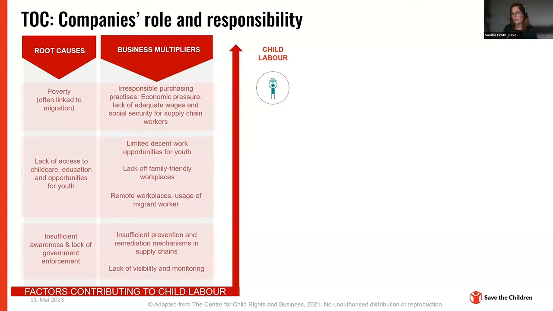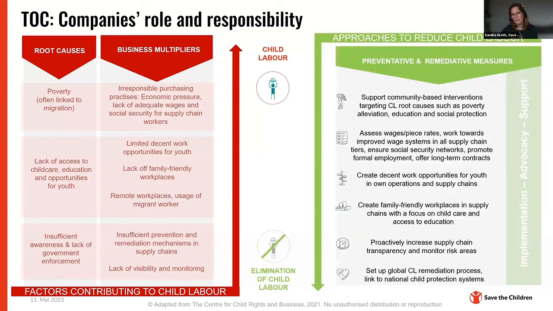So these are all factors contributing to the risk of child labor, where businesses have an active role to play. And on the other hand, we do have approaches that can help to reduce child labor risk. Supporting community-based interventions, targeting child labor root causes, assessing your own purchasing practices, the wages, the piece rates, social security systems, promoting formal employment and long-term contracts.